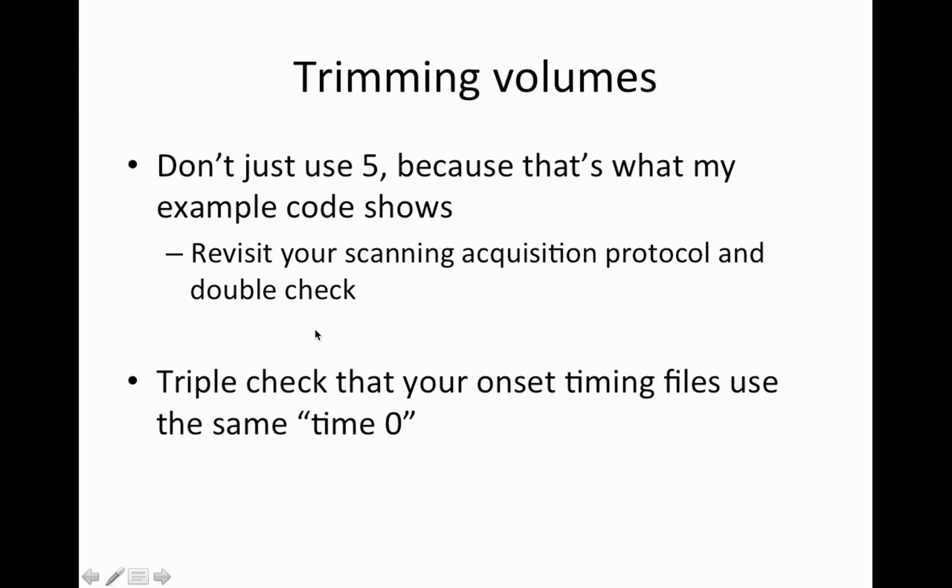We'll get there. As I just said, the code I'm going to show you is going to trim 5 volumes. I actually have it commented out because I didn't need to do it. If you're using the OpenFMRI data, you won't need to do this step. Again, revisit your scanning acquisition protocol. Also, you need to be careful that your time 0 for your behavioral onset files matches with time 0 for your data. So go over that a few times and make sure you have that straight.